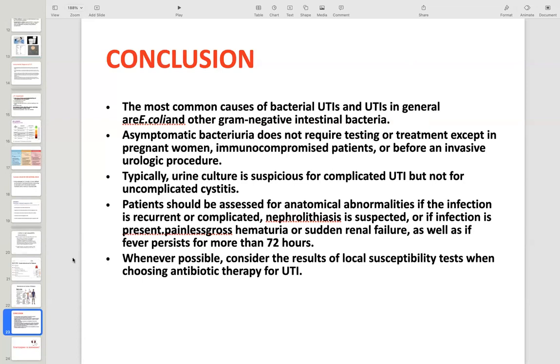Patients should be assessed for anatomical abnormalities if the infection is recurrent or complicated, nephrolithiasis is suspected, or if infection is present with painless gross hematuria, or sudden renal failure, as well as if fever persists for more than 72 hours. Whenever possible, consider the results of local susceptibility tests when choosing antibiotic therapy for UTI.